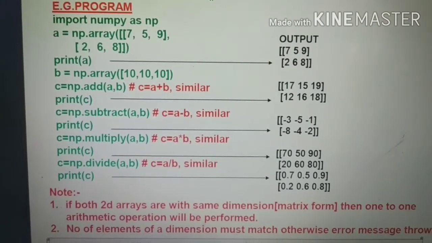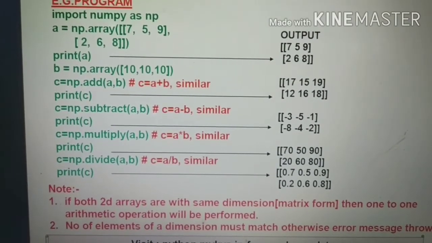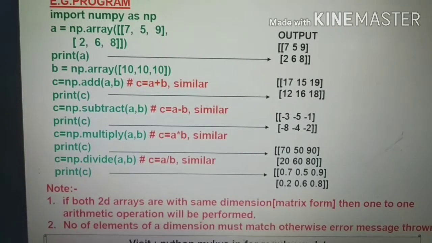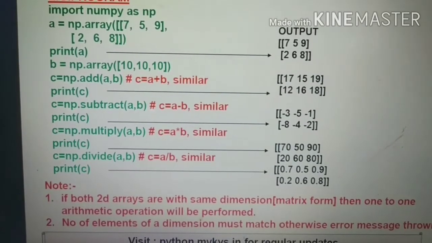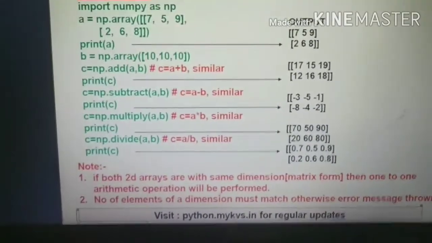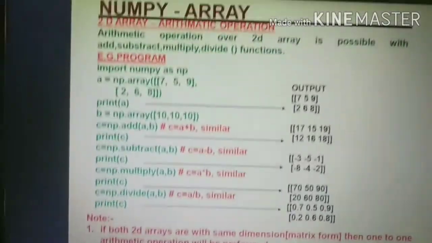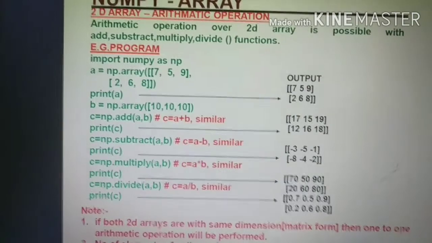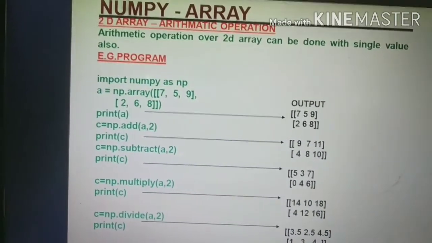Similarly we'll go with subtraction, a minus b. You can see negative results are coming. a, b for multiply, the multiplication is also coming, and similarly for division it is giving the answer in decimal. So as we have done with the one-dimensional array, mathematical operations will also go on with the two-dimensional array.